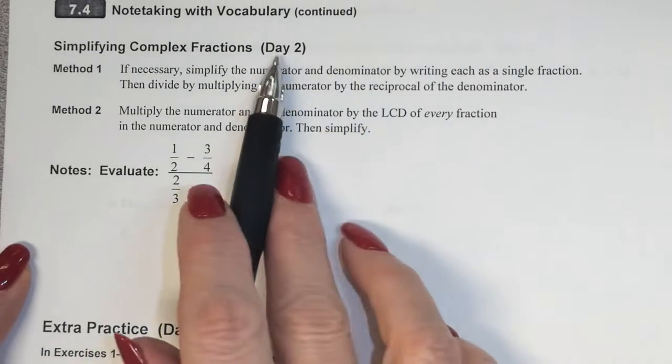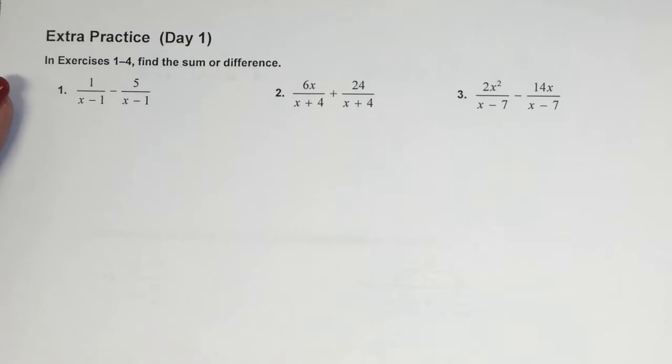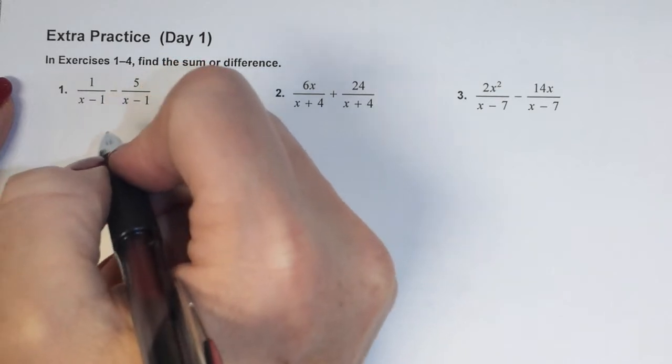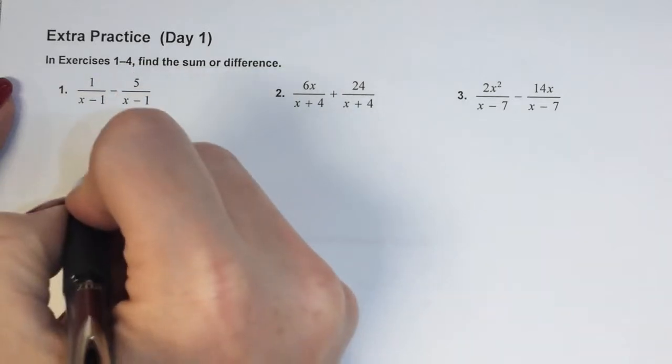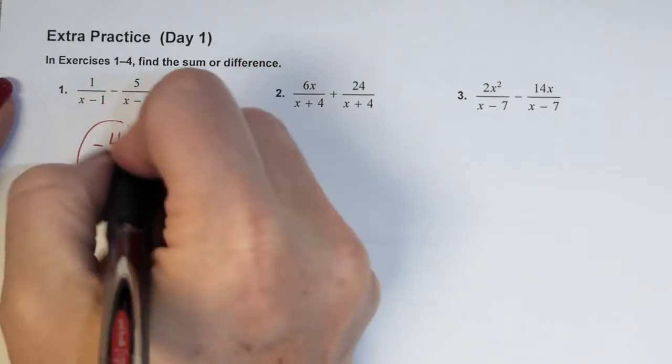All right, so now instead of going to the top here, we're going to do this later. We're going to come down here to the extra practice. And I want you guys to do number 1 on your own. Jesse, what is it? It would be negative 4 over x minus 1. Right. That's all we have to do.